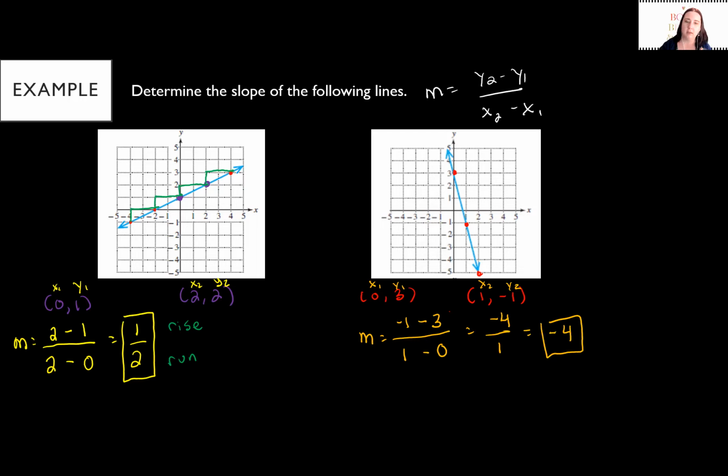So you can see that the graph on the left had a positive slope. The graph on the right has a negative slope. So you can see they're going in opposite directions. And here you can really see the steepness. The slope of 1/2, which is close to 0, is definitely flatter than the slope of -4. That 4 is much larger, so it's a much steeper slope.